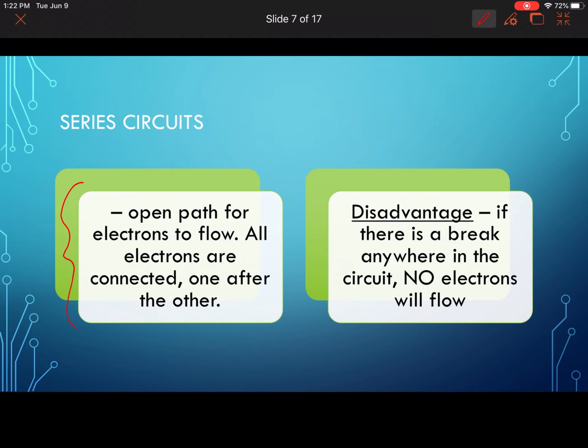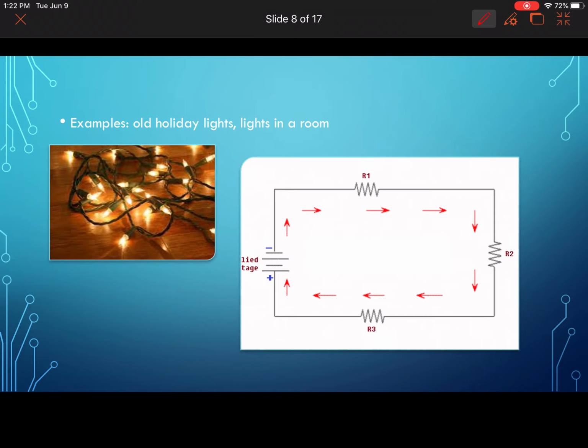Now, there is a disadvantage of this. So if there's a break anywhere in the circuit, that means no electrons will flow, which can be problematic. Examples of this would be old holiday lights. They don't really make them like this anymore, but some of you still might have some of these kicking around your houses or your homes. So some holiday lights like this, if one of those bulbs goes out, all of them go out. And so then it's difficult to try and figure out which bulb is out.